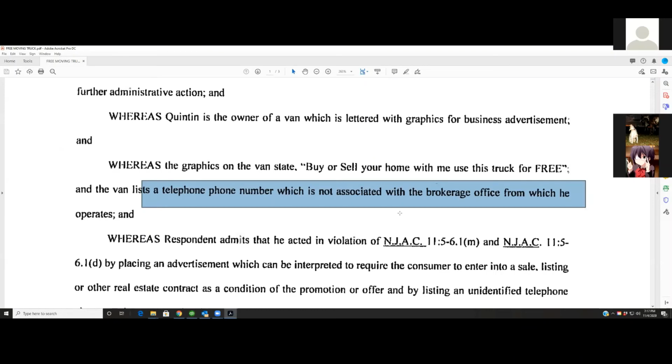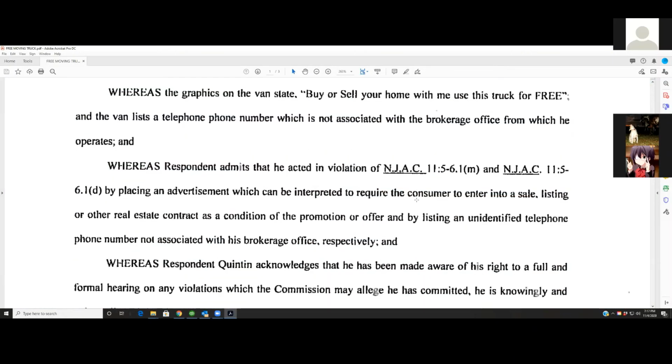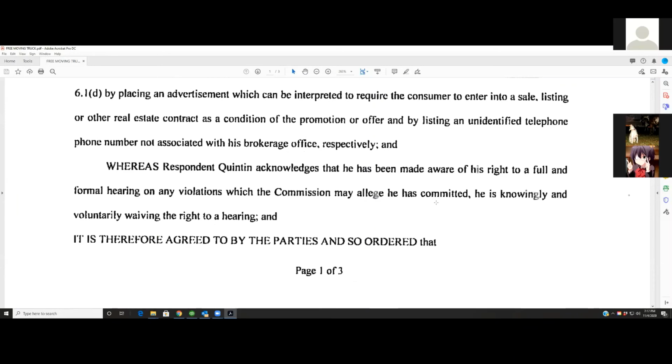You see? Yeah. So before you do anything crazy like that, that's what we tell the agents. In New Jersey, we have to have the broker's phone number, meaning the office phone number, and your phone number in there. Right. So if you don't have it, now let's see how much you had to pay.